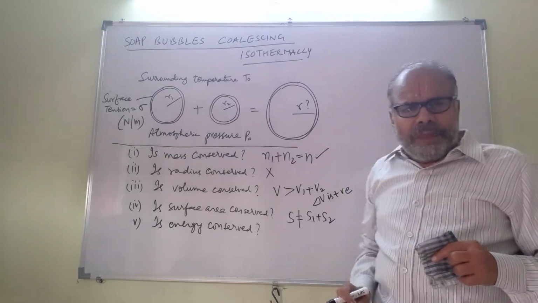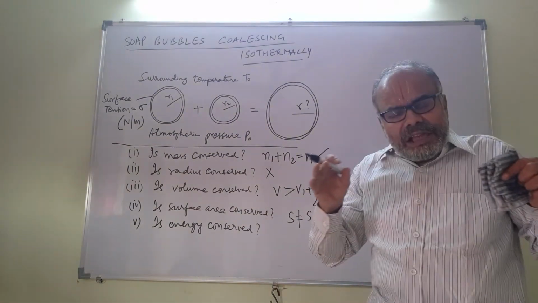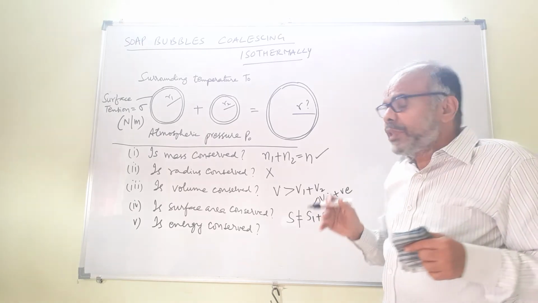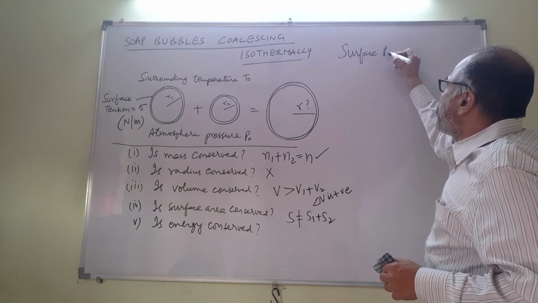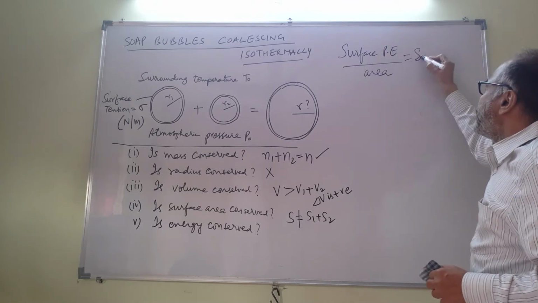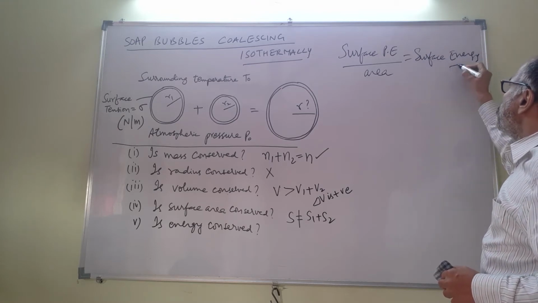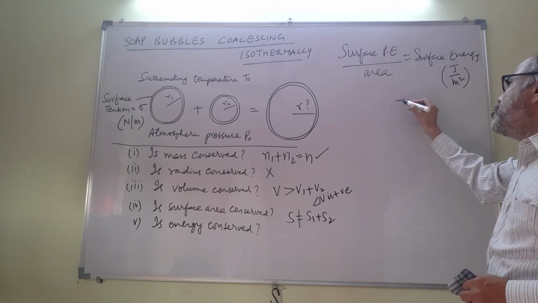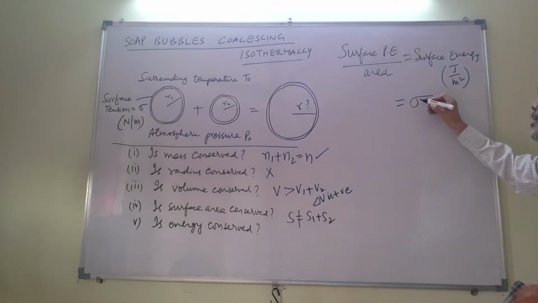Why we are asking this question about surface area is that the surface area of a liquid stores surface potential energy. Now, surface potential energy divided by the area is called surface energy. This is in joule per meter squared. This surface energy is numerically equal to surface tension. Numerically, both are the same.